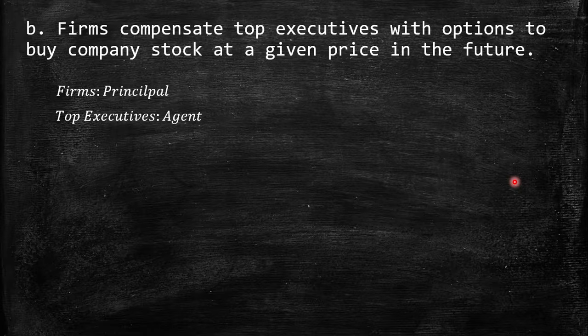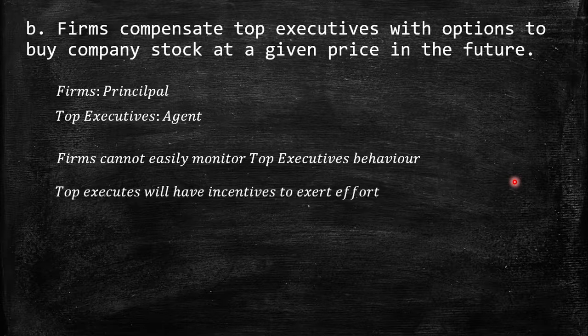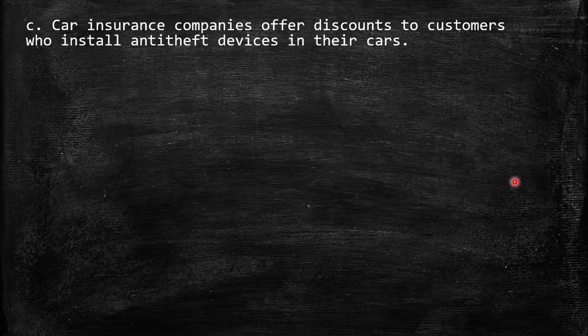So then it should be a better situation, because with the price given now and you sell it at a higher price, the gap between this option price and the real price of the firm should be a benefit for the top executives. So naturally that's the problem. The moral hazard problem in that situation is that firms cannot easily monitor top executives' behavior, whether they exert effort or not. Then naturally with this situation, top executives will have more incentives to exert effort.